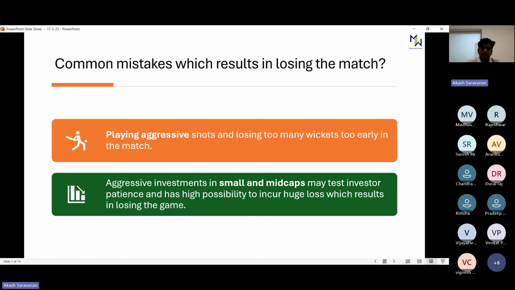Now let's look at what common mistakes there are, both when we're doing investments and while playing a match. Generally, when you want to chase a big target, the team who comes to bat second, because of the pressure, try to play big shots very early, and they don't take time to settle, so they lose a lot of wickets very early in the innings, which makes it difficult for the team to chase the target.